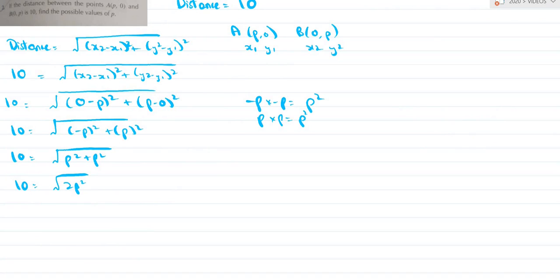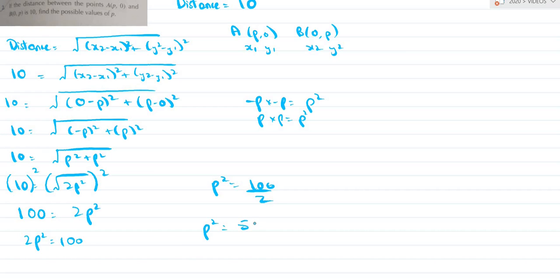Now what you have to do is remove this under root. In order to remove this under root, you would square the right hand side of the equation, and if you square the right hand side of the equation, you need to square the left hand side of the equation as well. Now this will be equal to 100 is equal to 2p square. 2p square is equal to 100. It can be written this way as well. Now p square is equal to 100 divided by 2. p square is equal to 50.